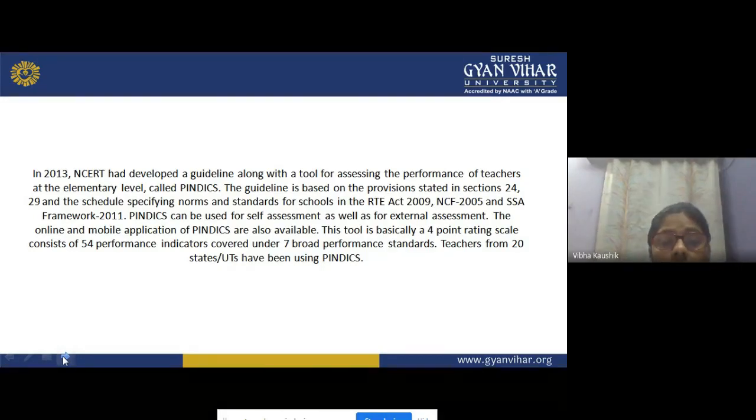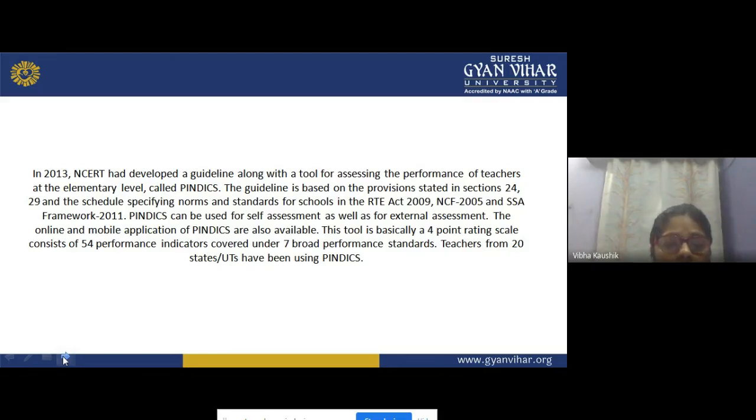Indicators covered under 7 broad performance standards. Now, these 54 statements were divided into how many broad performances? 7. It means 7 broad categories are there, and on these 7 broad categories, 54 items were divided.